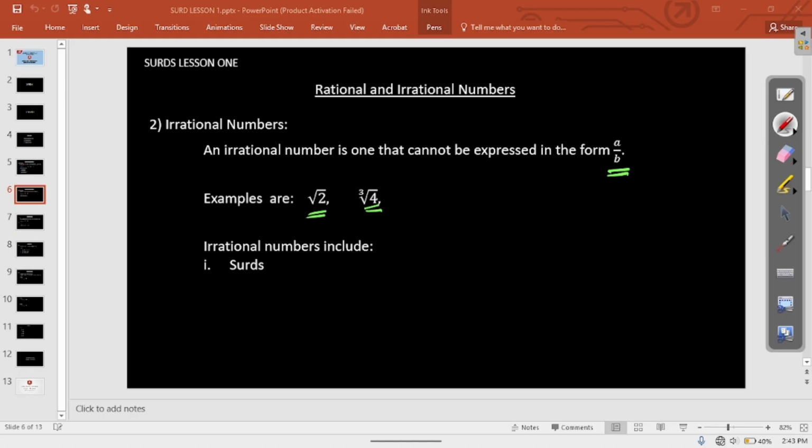An example of an irrational number is one that we refer to as a surd, and that is basically what our lesson is all about today. So we come up with surd from the concept of rational and irrational numbers. Let us proceed.